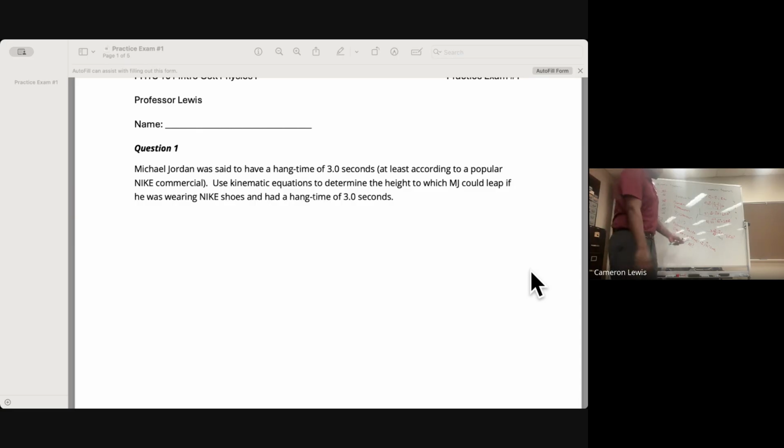So now, given this, we could even write it as another assumption. Assume that max height is at half time. For this case, 3 divided by 2 is what? 1.5. So we can assume the time of max height is going to be 1.5.